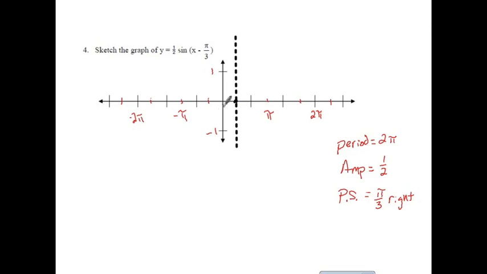So I'm starting here now. Let me switch to blue so it sticks out. So that's my starting point. So I'm basing everything off of here now instead of over there. Excuse me. So I go over my period, which is 2 pi. 1 pi, 1, 2, 3, that's 2 pi.